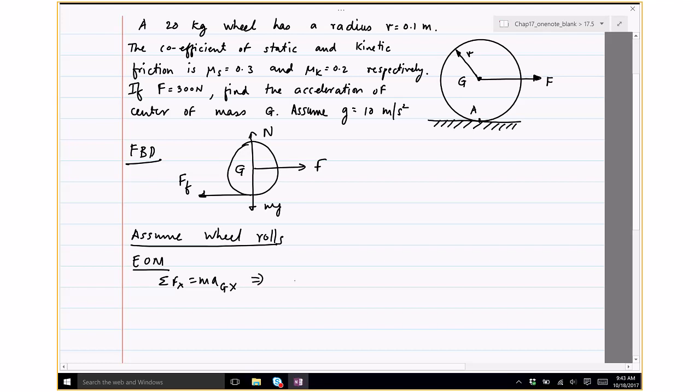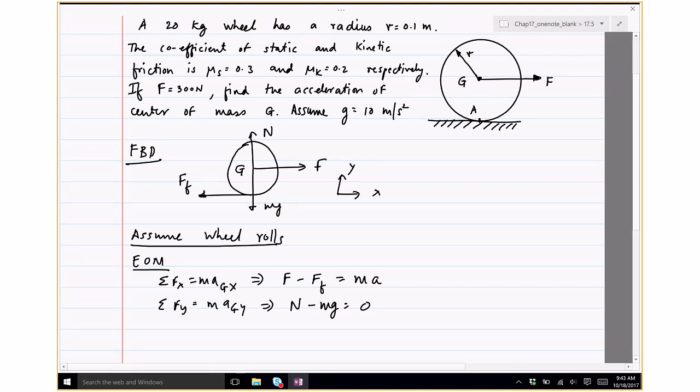So all the forces in the x direction equal mass times acceleration. So F minus Ff equals mass times a. I'm going to write just a now because this wheel, even if it's spinning or rolling, will not have acceleration in the y direction. It can only have acceleration in the x direction. So that's that. Fy is mass times a_Gy. That gives me normal force minus mg equals mass times acceleration, but the acceleration in the y direction is 0 because it's not flying in the air, right?